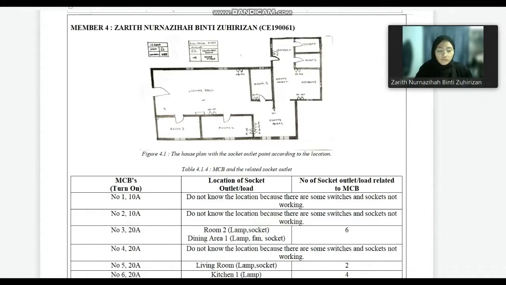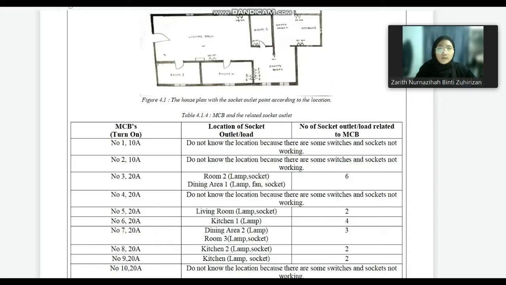students have to make sure all lighting and power circuits at home function well. We have to turn on and turn off all lighting, switches and socket outlets at home. And then we have to record all the results we get from testing the lighting switch and socket outlet on table 4.1. Okay, this table is for the MCB and the related socket outlet.